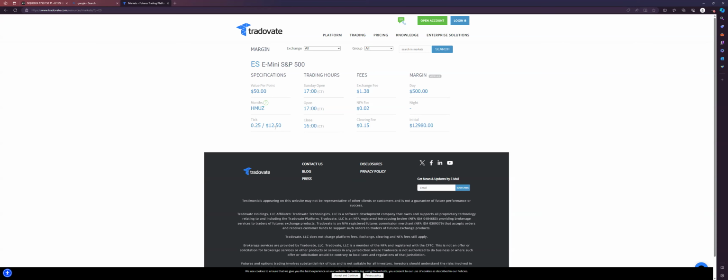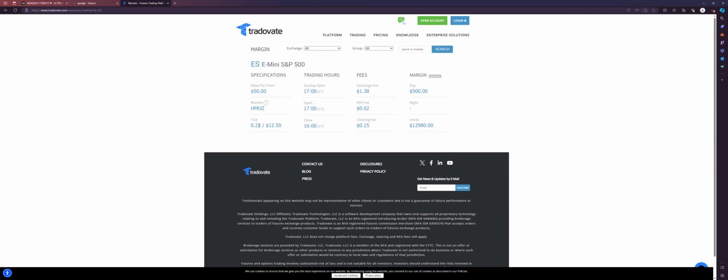So what I mean by that is if you divide 50 by 12.50, you get 4. There are 4 ticks in every point on ES, which would make sense because we're moving at a quarter of a value of a point per tick. And there's 4 quarters in 1 point. So it's 0.25, 0.5, 0.75, whole.